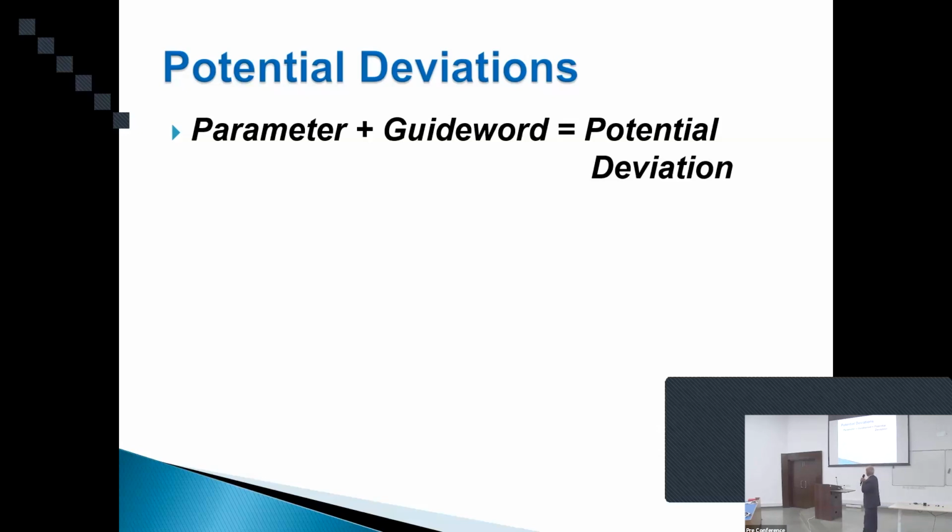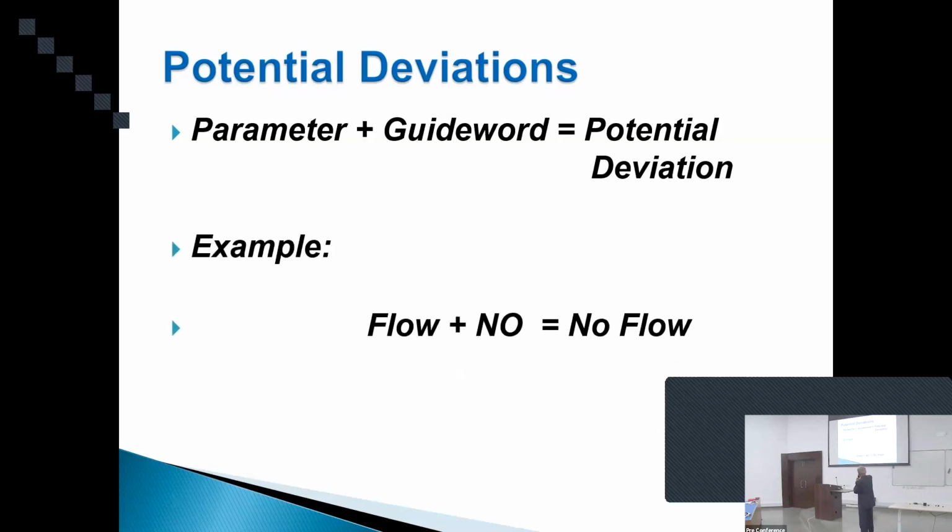Example, flow, no. No flow. Suppose there is no flow of a particular stream A, what is going to happen? Is it going to have any problem? Are the safeguards available? Yes. Is it sufficient? Yes. Then go further. Like that, level, high. Now, if you have anything, don't bother. Ask me. No problem.